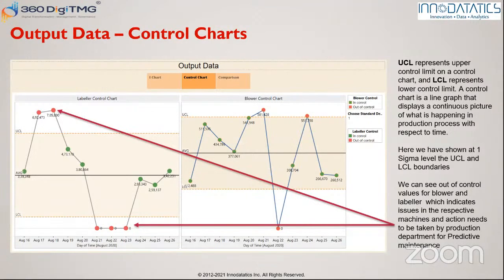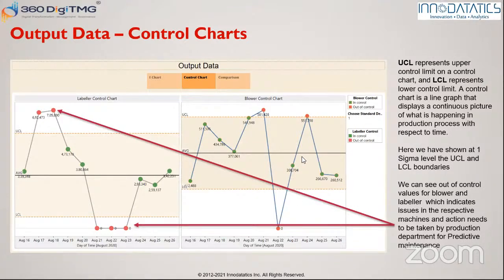Right, so this chart is a control chart. We have used a statistical approach on this chart, which clearly shows the average line, the upper control limit and the lower control limit. We have used a multiplier with the standard deviation to arrive at the outliers, something which is out of control. Here, on the left side you see the labeler, these are some points where the labeler has a problem, and on the right side you can see some readings where the blower has a problem.